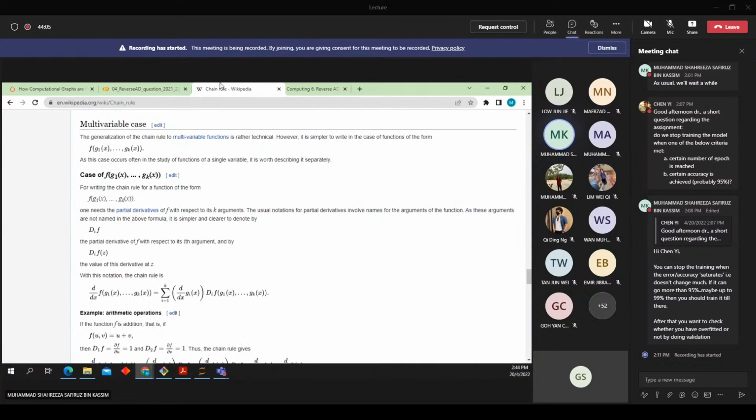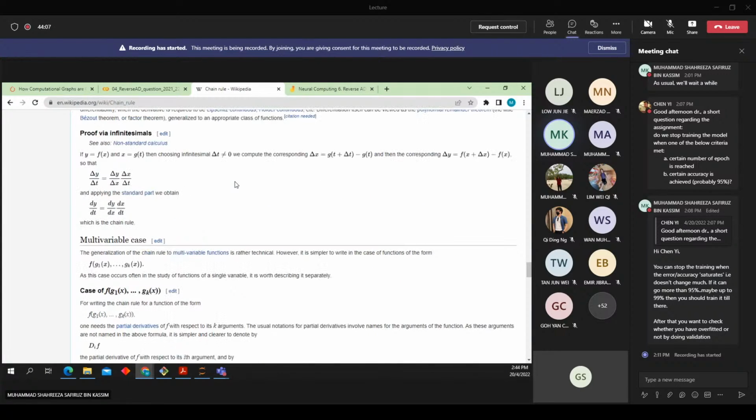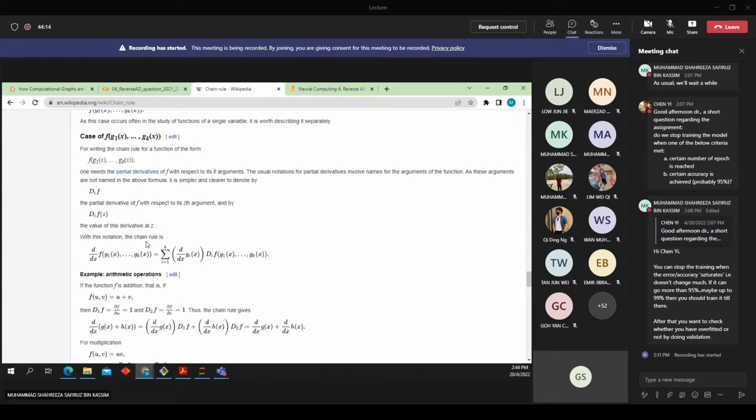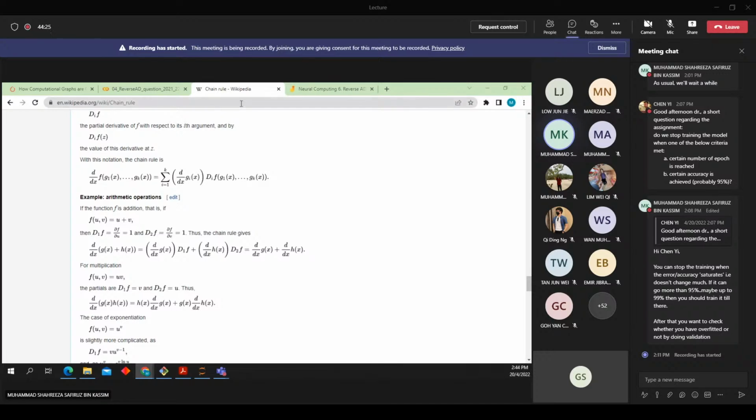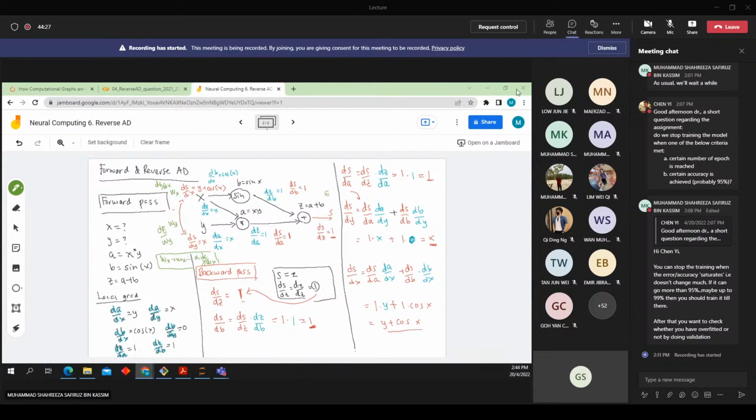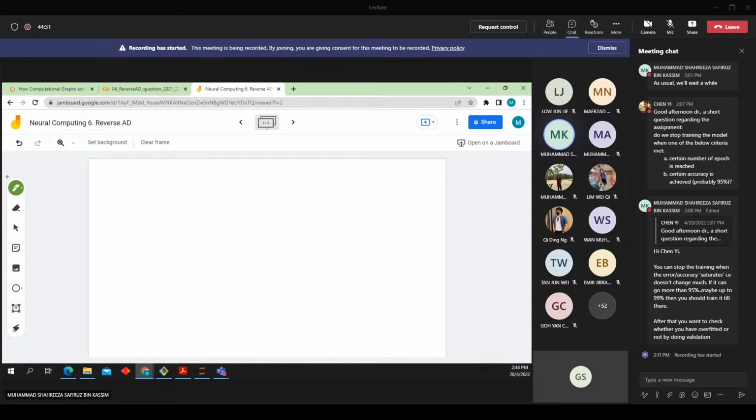So if you go to Wikipedia, chain rule, you have the multivariable case. I'll explain it in simpler terms, because this can be kind of confusing. But basically, let's revisit the chain rule.